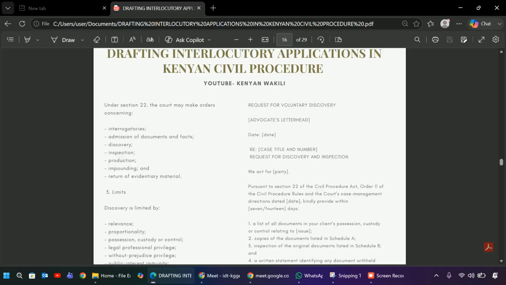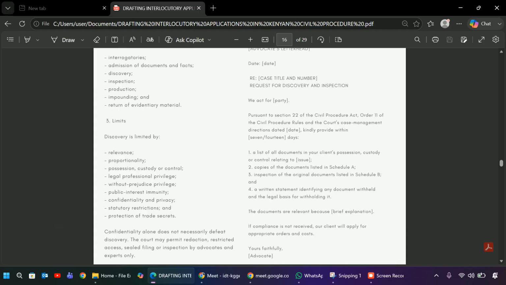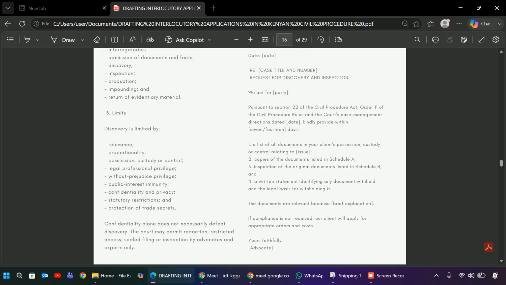So the limits will be that the discovery will be limited by the following. What is the relevance of that kind of evidence? Proportionality, possession, custody, or control? Is it a document under the CID department? Is it a legal professional privilege protected document? Is the document having without prejudice privilege? Is there any public interest immunity to that document? Is there confidentiality and privacy arising? Is it a medical document that can disclose a medical condition and that it is irrelevant in this suit? What are the statutory restrictions and protection of trade secrets?